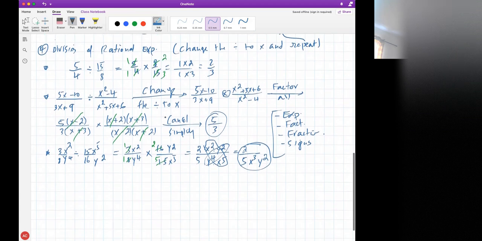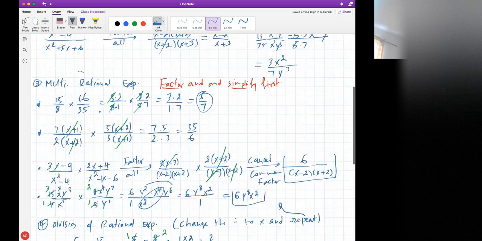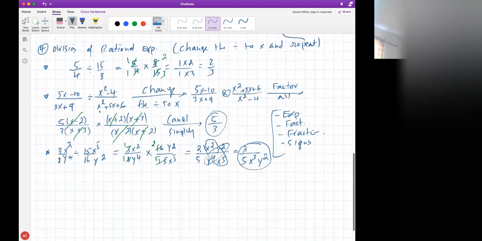Okay, any questions, everybody, about the division here or anything else we talked about? Everybody, please let me know. That's pretty much it for the division and the multiplication and simplifying rational expressions. The addition and subtraction is a little different. We'll do that in the next class.